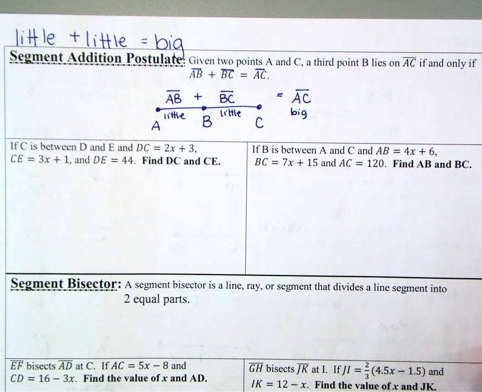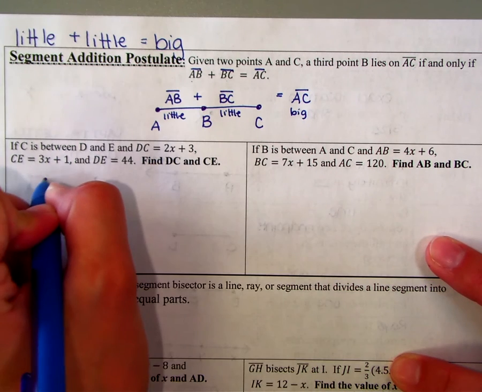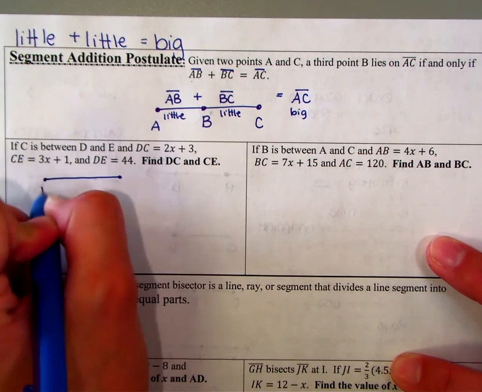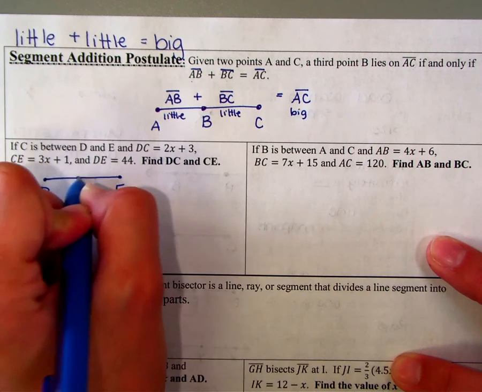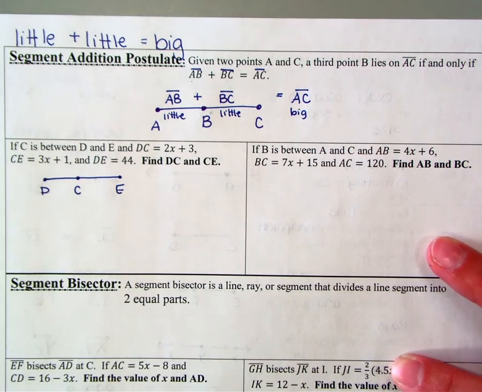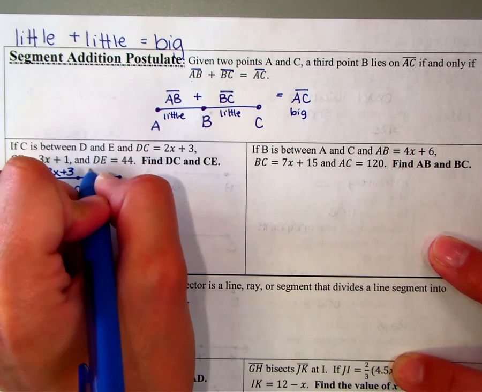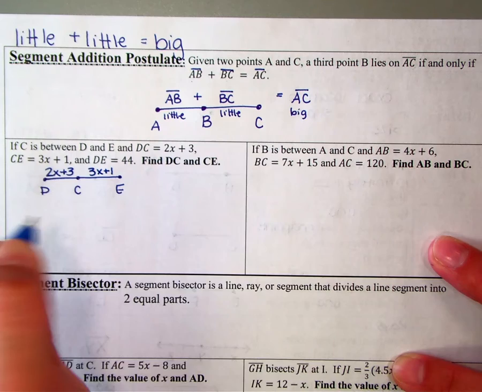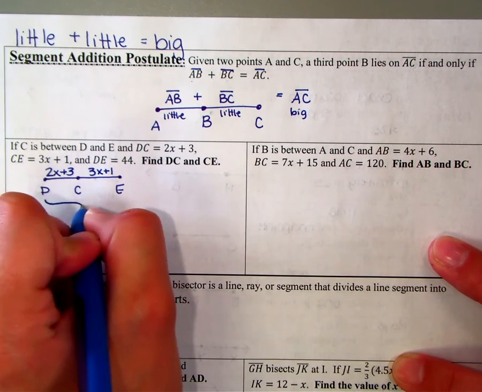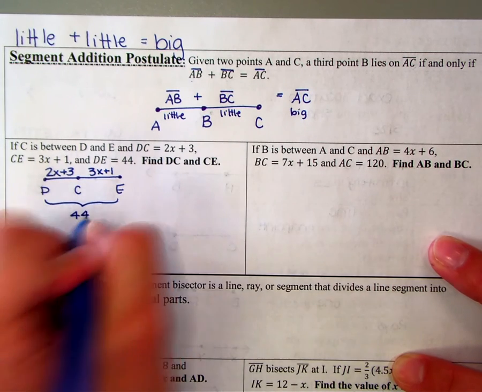So we'll run through an example. So if C is between D and E, so we'll pause there and write it. So C is between D and E. We find that DC is 2x plus 3, and CE is 3x plus 1, and DE, so this whole thing, is 44.